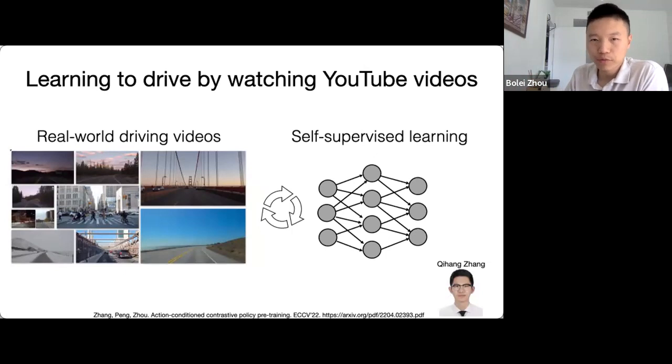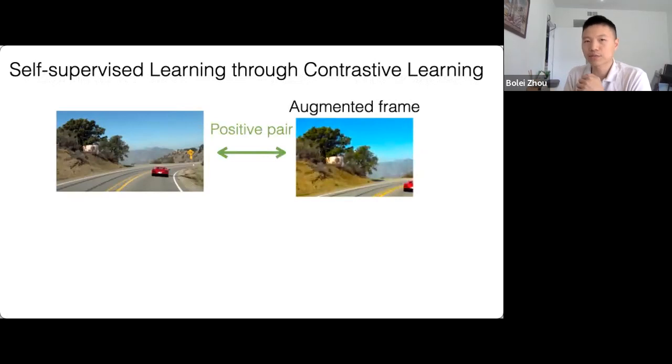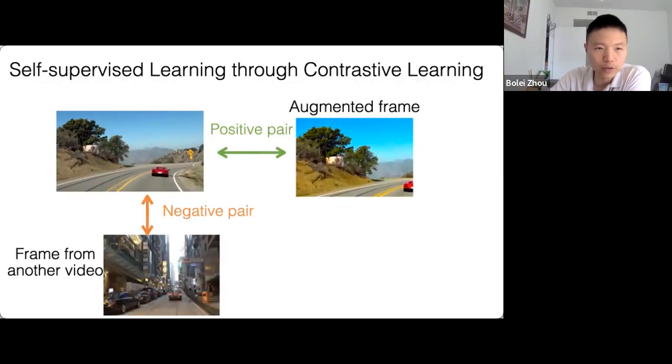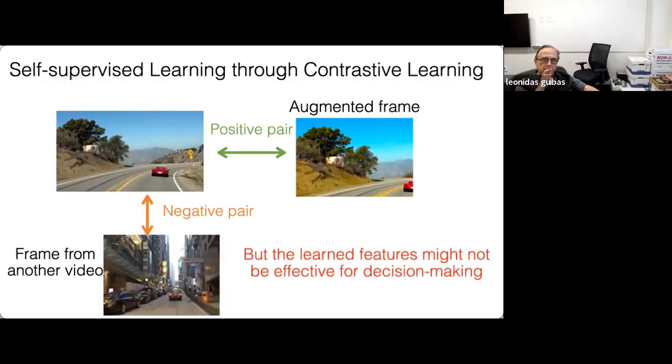Speaking of self-supervised learning, one very popular method is contrastive learning. We can naively apply it here. Given some video frames, we want to create a positive pair, so we just do some augmentation on the sampled frames. For the negative pairs, we can sample random frames from another driving video. So we can create these positive and negative pairs, then train the contrastive learning.